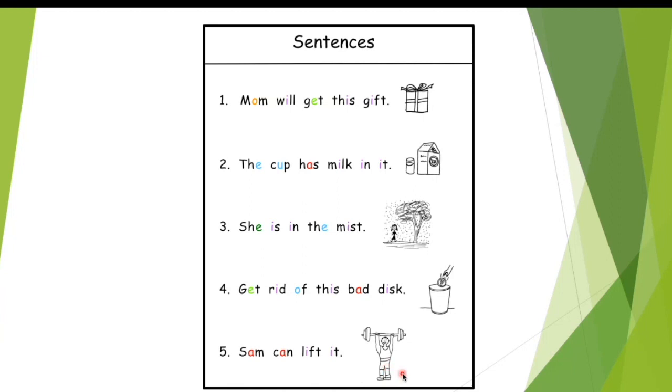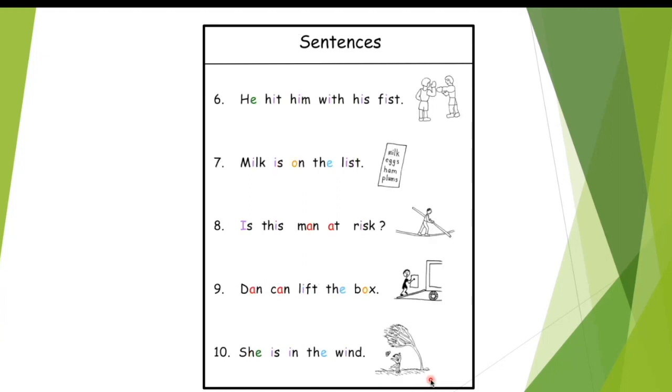What do we have here? Someone who's doing some exercise. All right, so let's see. Sam can lift it. Oh, this is Sam, and he can lift this barbell. So I think Sam is very strong now, right? Okay, now let's move on to the next sentence.